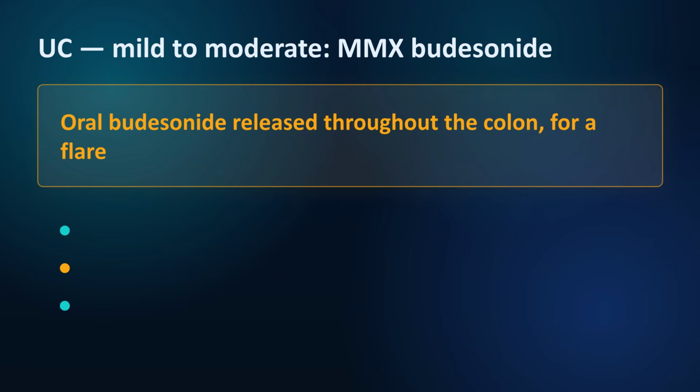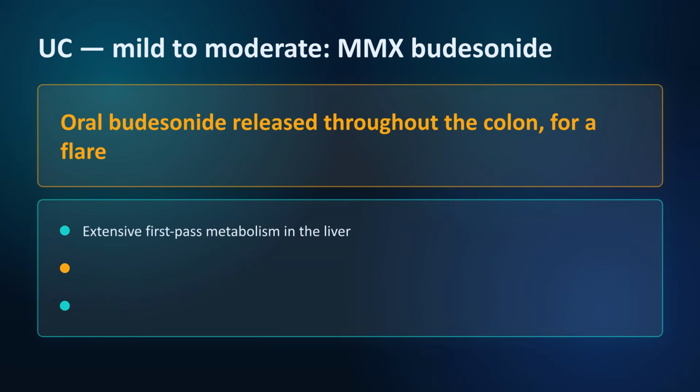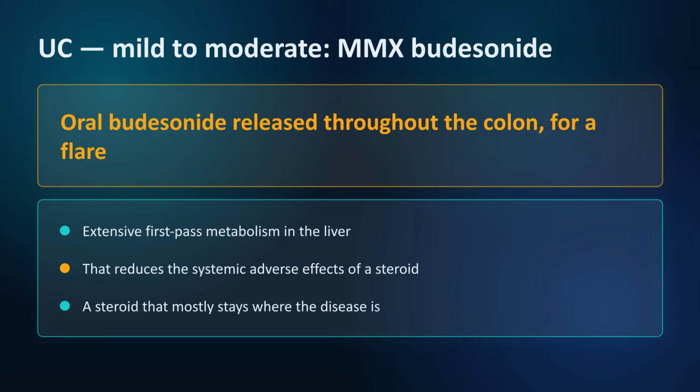What makes it attractive is its pharmacokinetics. Budesonide undergoes extensive first-pass metabolism in the liver, so most of what is absorbed is cleared before it reaches the systemic circulation. That reduces the systemic adverse effects of a steroid substantially. Think of it as a steroid that largely stays where the disease is. You get local potency without the full systemic price. It is a flare drug, not something to leave a patient on indefinitely.